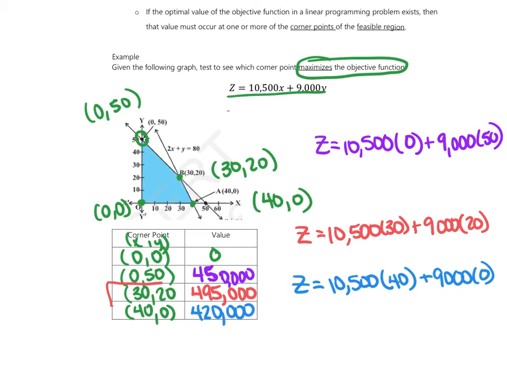So when I look at this, if my goal is to maximize, I want to know which point maximizes profit. Well, this point right here will maximize profit. And we're going to answer this in terms of whatever the problem is. We don't have any context here, but we would answer this as whenever you have 30 of whatever x is and 20 of whatever y is, that will maximize your profit.